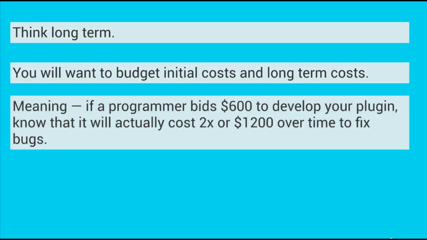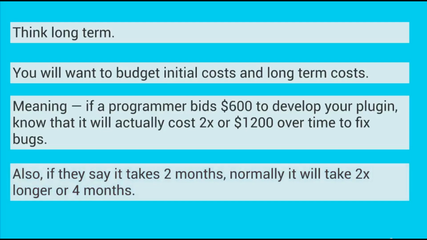Yes, it might be $600 for the initial, but there are going to be bugs and it's going to take time. Also, if they say it's going to take 2 months, normally, yes, it might take 2 months for them, but there are bugs and they're going to have to work with you to make it work. So normally I double that or even triple that amount. Sometimes it takes 4 months. Sometimes it takes triple the amount, which is 6 months. So just keep that in mind as far as budgeting goes.